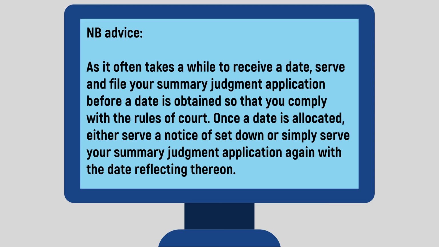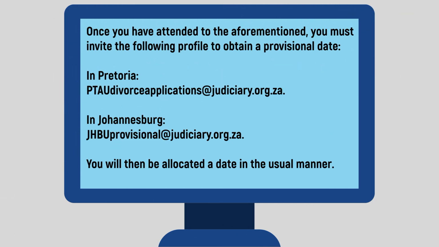Once a date is allocated, either serve a notice of set down or simply serve your summary judgment application again with the date reflected thereon. Once you have attended to the aforementioned, you must invite the following profile to obtain a provisional date. In Pretoria, PTAU divorce applications at judiciary.org.za. In Johannesburg, JHBU provisional at judiciary.org.za. You'll then be allocated a date in the usual manner.